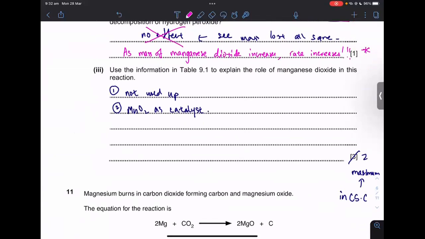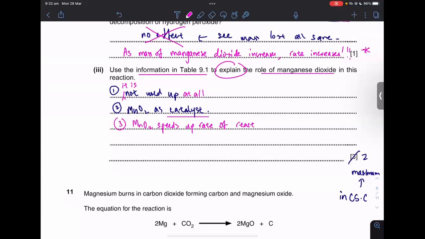Now, the next thing, use the information to explain the role of manganese dioxide. Manganese dioxide is not used up at all. It is acting as a catalyst. That's your second point. The third point is it speeds up the rate of reaction. These are all straight from the syllabus, straight from the topic content. Catalyst increases the rate of reaction. Acting as a catalyst, catalyst is not used up at all. These 3 points give you 3 marks as stated in the syllabus under the learning objective.